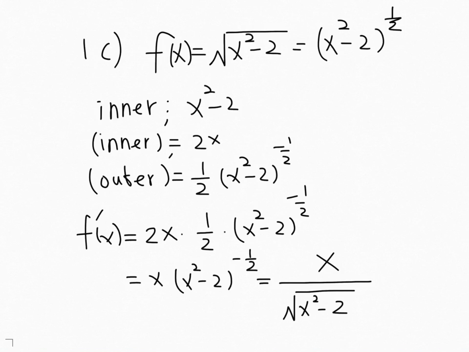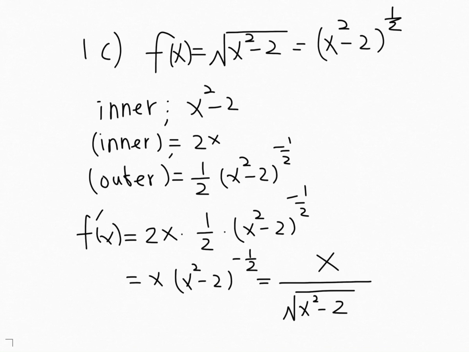1c, f of x equals the square root of x squared minus 2. This time, again, I would like to take advantage of the power rule. So I'm rewriting into x squared minus 2 raised to the 1/2 power, the rational exponent. This time I would have to apply the chain rule. So the inner function is x squared minus 2. The inner function's derivative will be 2x.